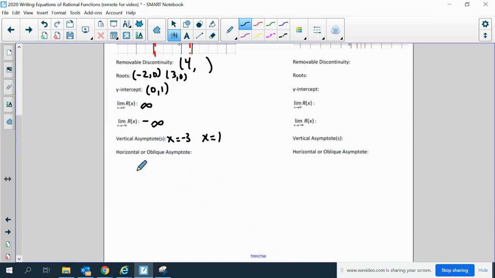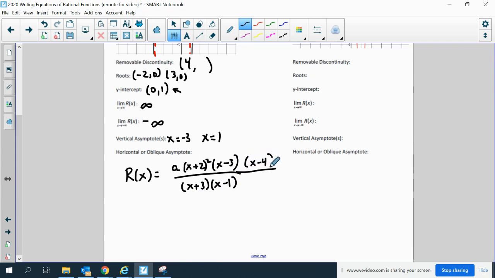We have some sort of function, r(x) equals a. We don't know what the value of that is yet. I guess we should probably find it before we continue by using the y-intercept. So we have a times (x plus 2) squared, (x minus 3) over (x plus 3)(x minus 1). And then don't forget we have this hole at 4, so we have (x minus 4) over (x minus 4).